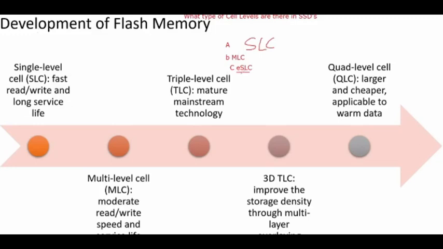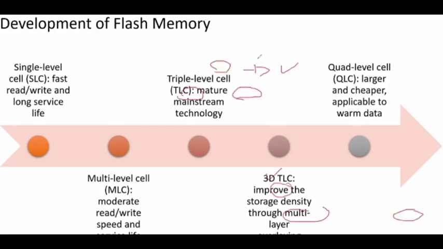ESLC is basically enterprise grade SLC. You also have something called CSLC. This is consumer grade SLC, right? So the E and C do mean something. So the answer here will be A, B, C, D, right? Because all of these are cell levels. Just some of them are enterprise grade cells and some of them are just normal grade cells. So even in the exam, if you see something like FLC or something like that, it will be a wrong answer.